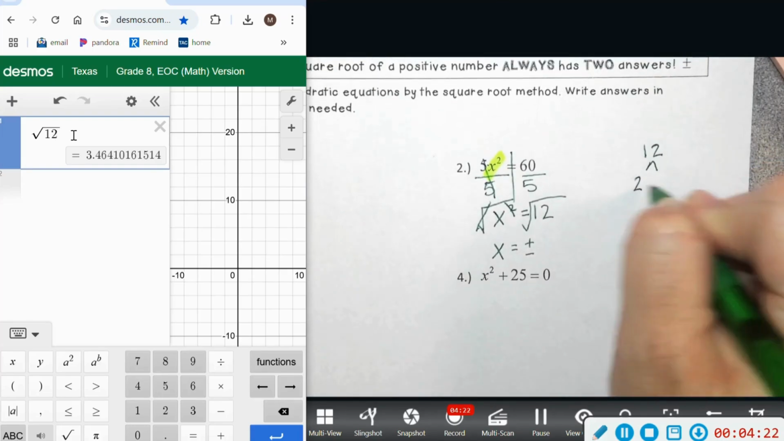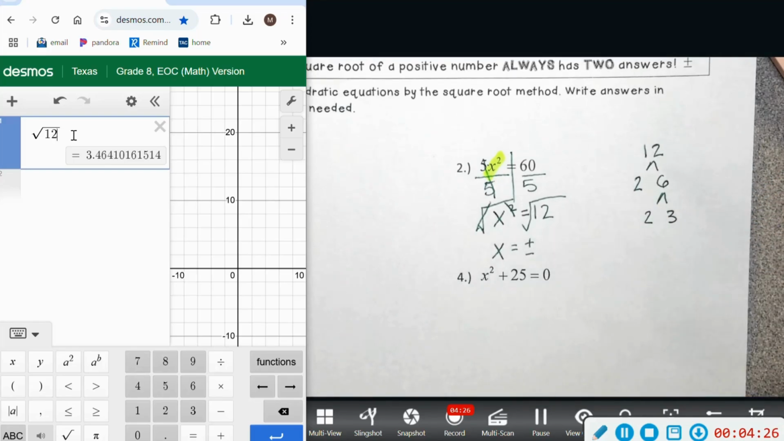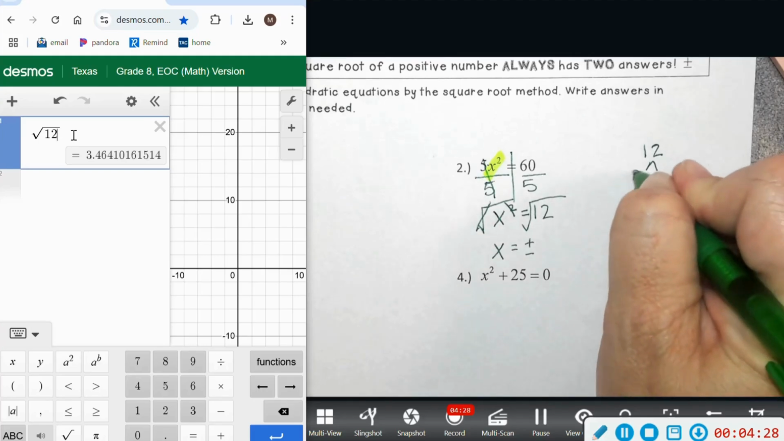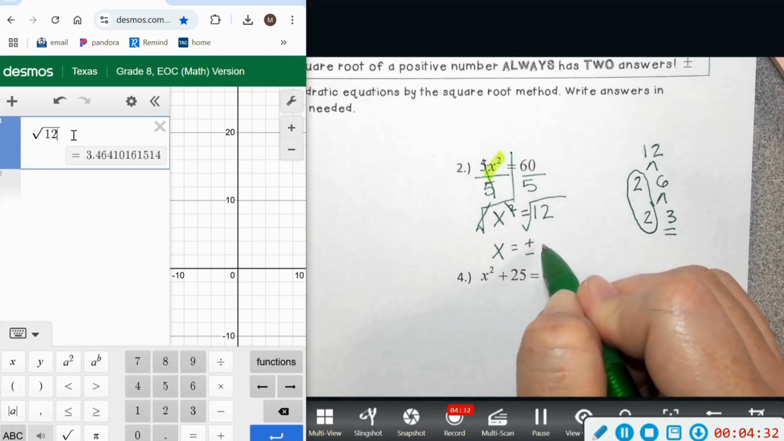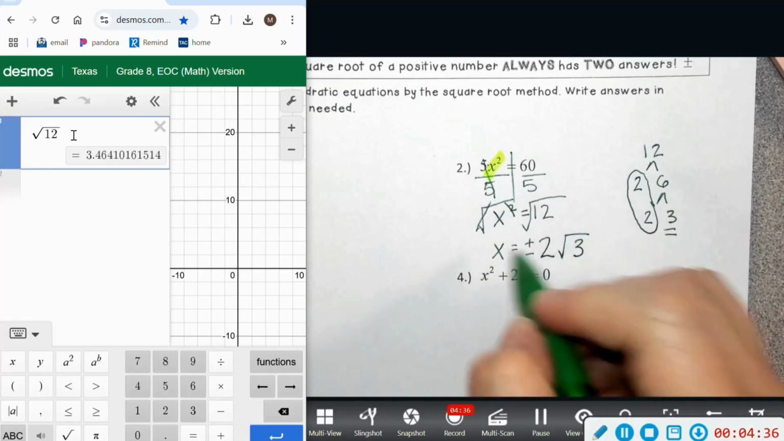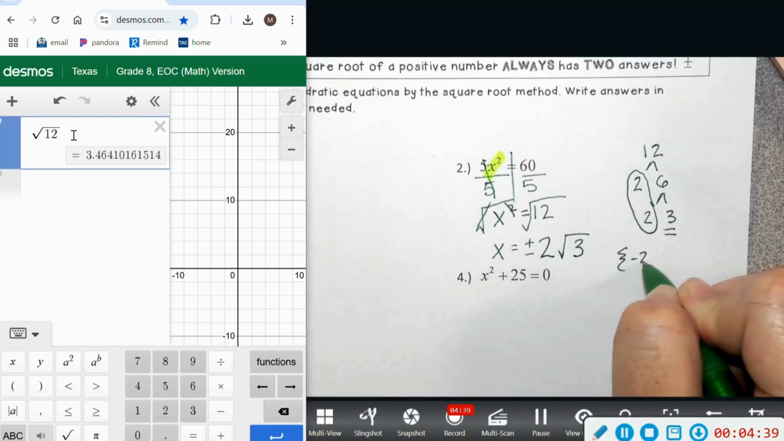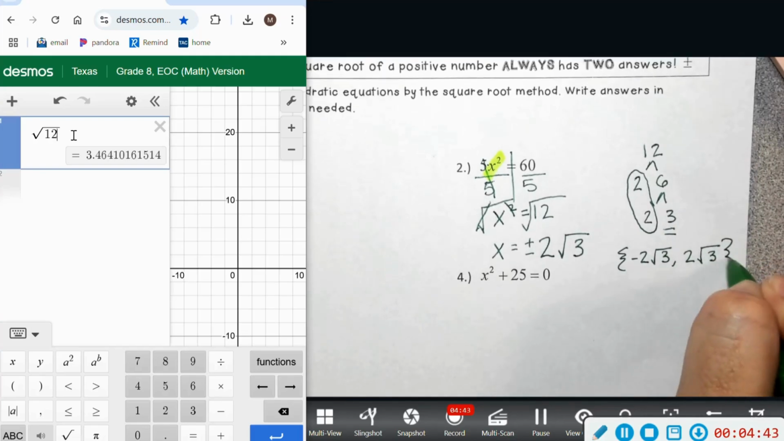Yeah, this is a simpler one. 6 times. Does 2 go into 6? 3 times. Is 3 prime? So here's my pair, and here's my leftover. So what number do I get to take out? 2. And what number goes back in the house? 3. So my answer is negative 2 square root 3, positive 2 square root 3.